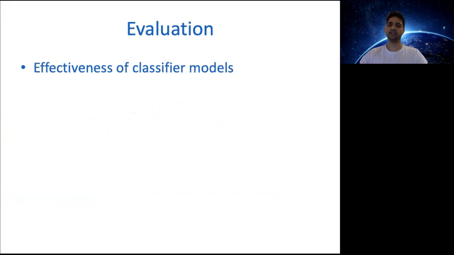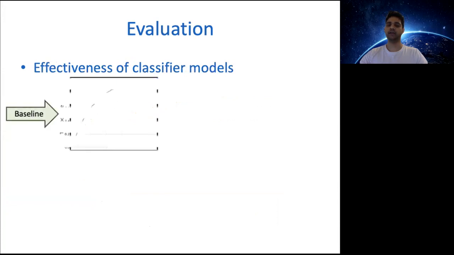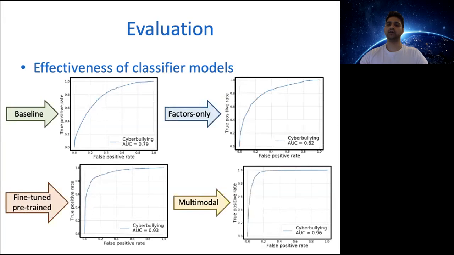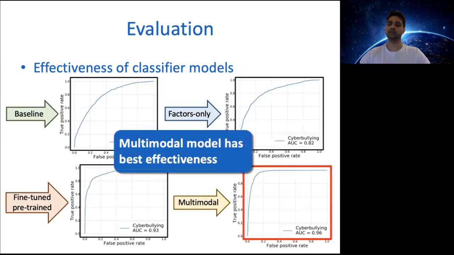To study the effectiveness of the different classifier models, we perform the receiver operating characteristics analysis of the classifier models. The area under the curve of each classifier model is depicted in the plots, which indicates the success of a model in detecting cyberbullying images. We found that the multimodal classifier demonstrates the highest performance with a precision of 94.27% and recall of 96.93%.